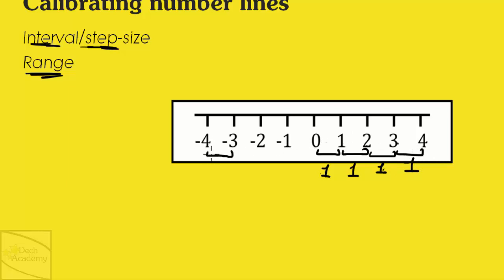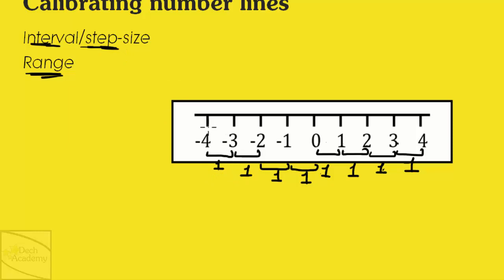Again, over here, -4 plus 1 is -3. -3 plus 1 is -2. -2 plus 1 is -1. -1 plus 1 is 0. The interval of this number line is uniform, and the interval has a value of 1. This is also known as the step size.